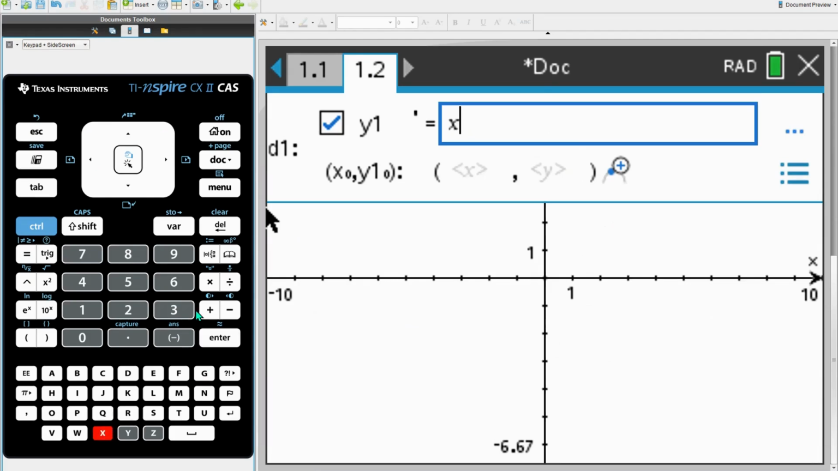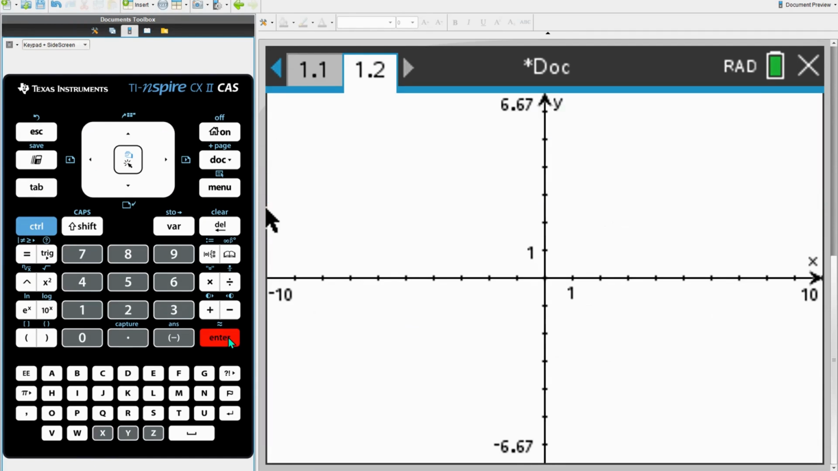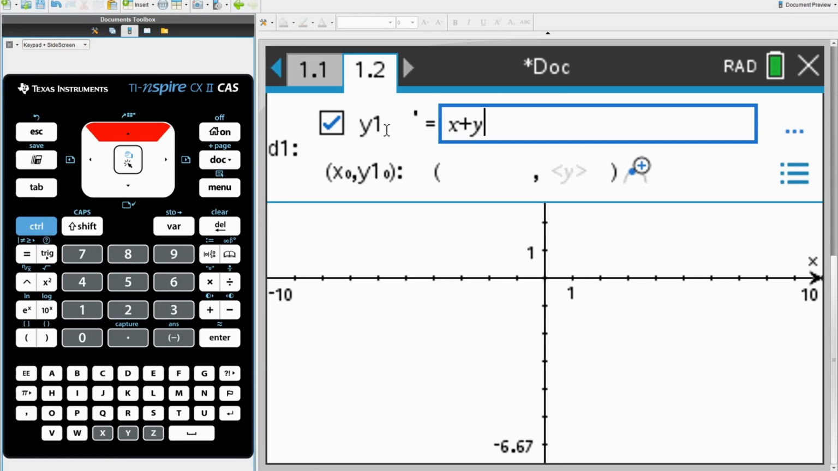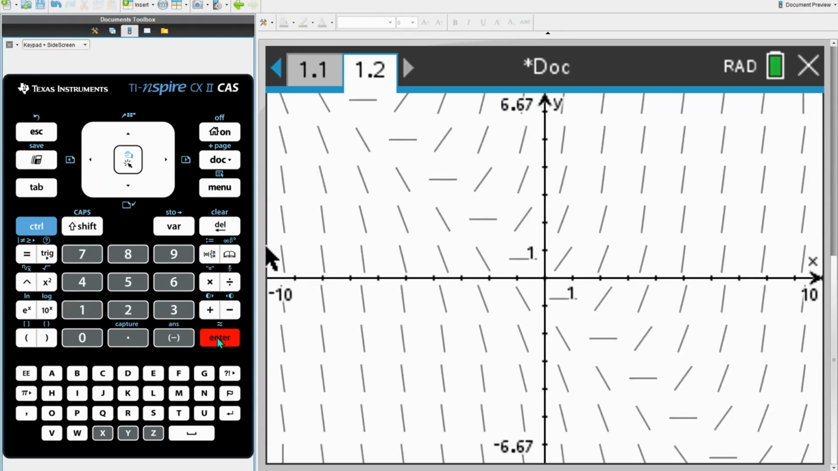Now I can type in the differential equation as x plus y, and if I hit enter, nothing happens because there's something subtle going on here. The differential equation here is in the form of y1 prime, which means my y variable is actually referred to as y1. And if I hit enter, look at that. It's got all of those little lines as if it went through and calculated all those slopes.